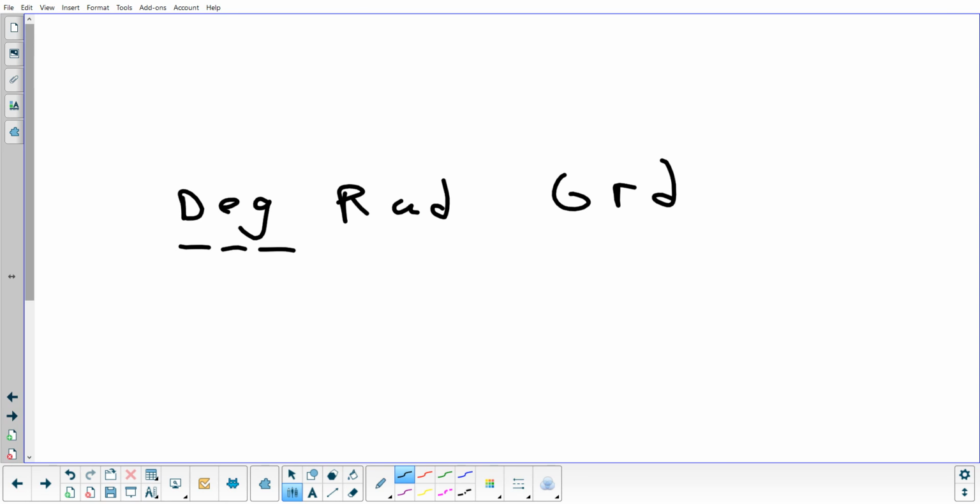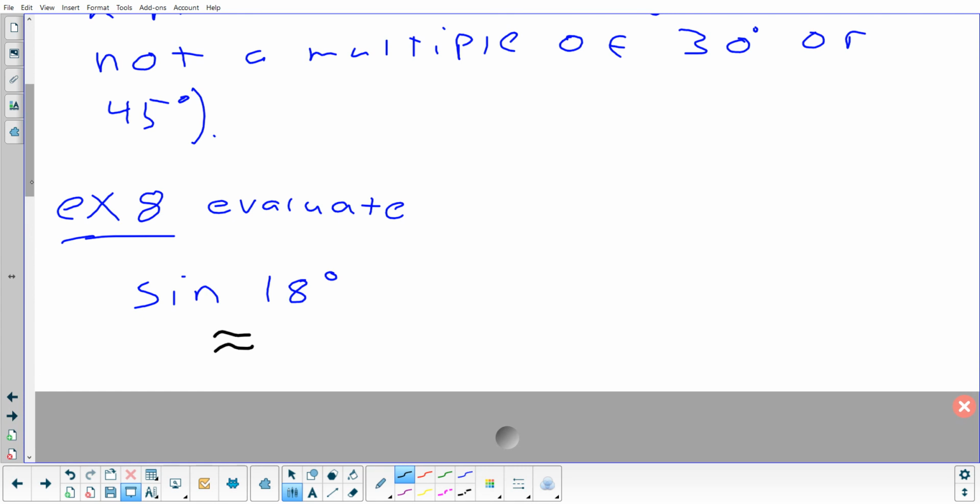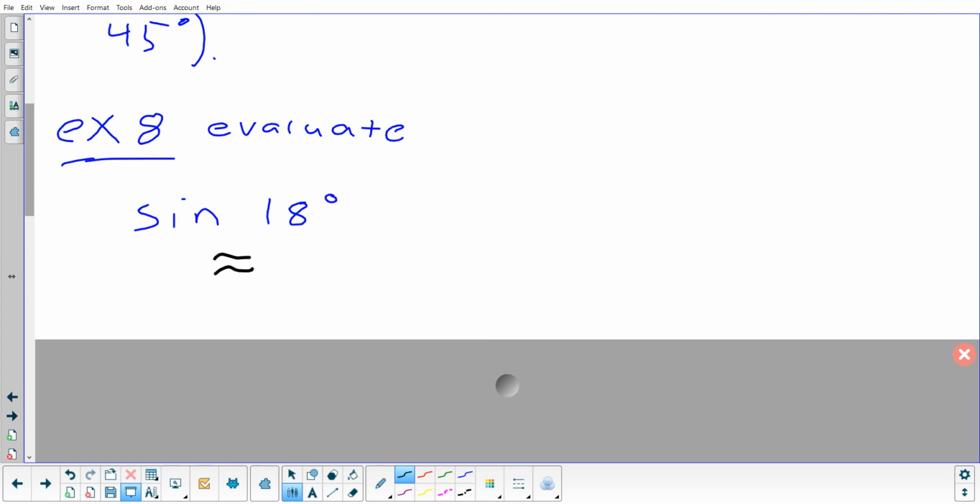All right, so let's look at a question. It says evaluate the sine of 18. If you don't see any directions, generally rounding to 2 decimal places is enough. But on the test, I'll try to make sure I write how many. All right, so the first thing we look at is: is 18 a multiple of 30? No. Is it a multiple of 45? No. So then this is not a problem we're going to be doing on the unit circle.